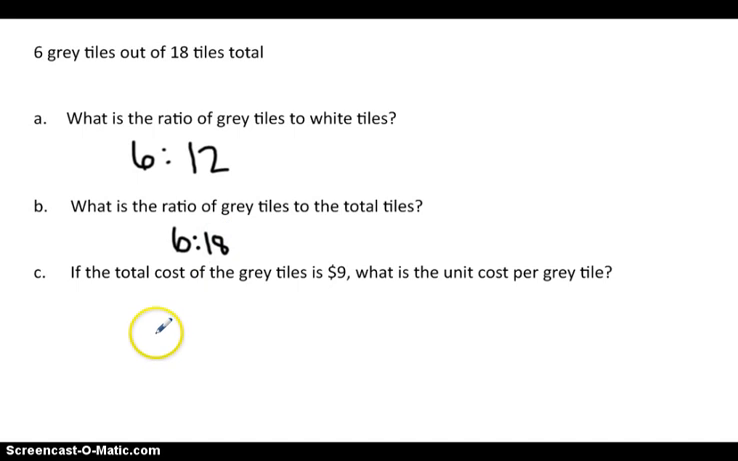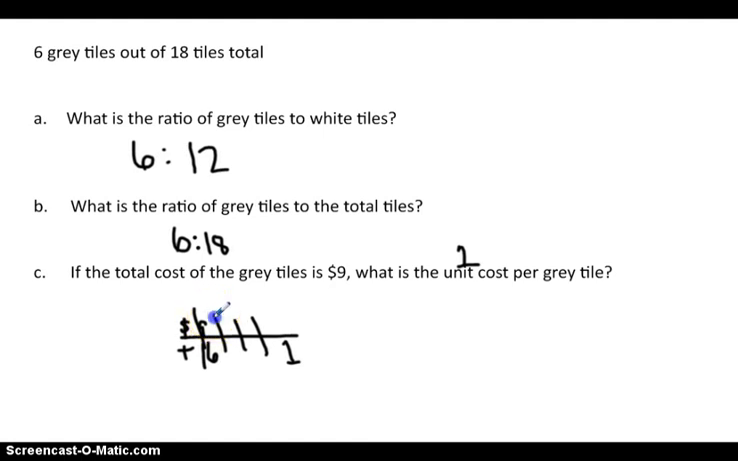Now the last problem says if the total cost of the gray tiles is $9, what is the unit cost per gray tile? So if we go ahead and set up a ratio table for this, we know we're comparing the dollars to the tiles. And it costs $9 for 6 gray tiles. So we're going to work our ratio table to find the unit cost. And if you remember, unit cost means per one. So we want to know what the cost is per one tile. Some of you may say, well, you can divide 6 by 6 to get to 1, but that doesn't make any sense to you because you don't know what 9 divided by 6 is.